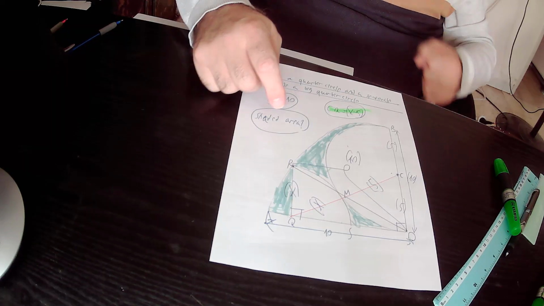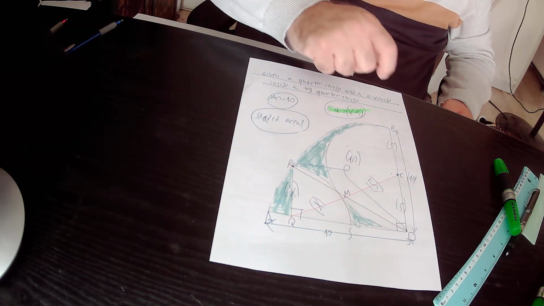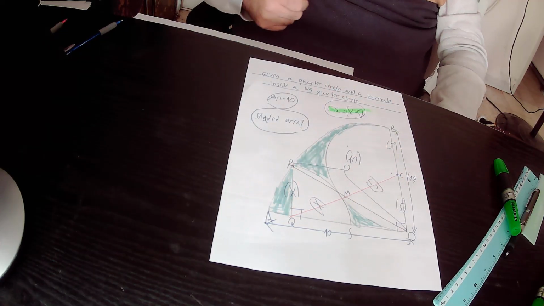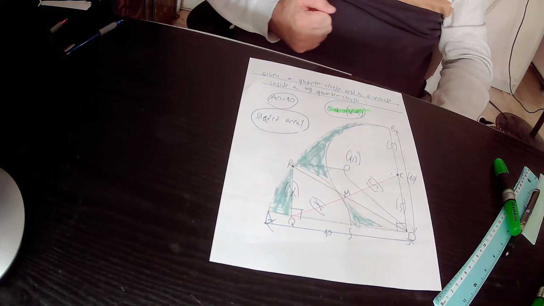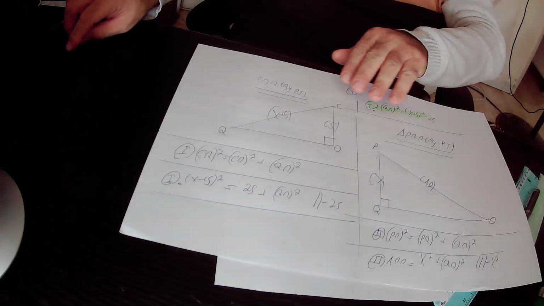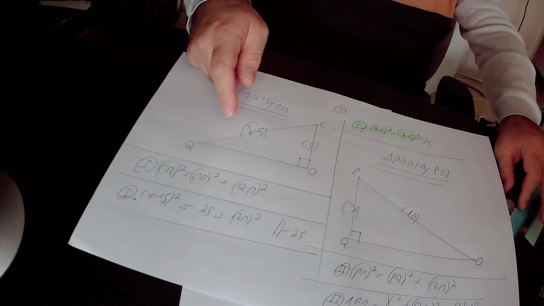In the next step, I copied the right angle CQO onto a new page and implemented the Pythagoras theorem on this right angle CQO. According to the Pythagoras theorem, in a right angle triangle, the square of the hypotenuse equals the sum of the squares of the perpendiculars. So this is the right angle CQO that I copied from the original drawing.